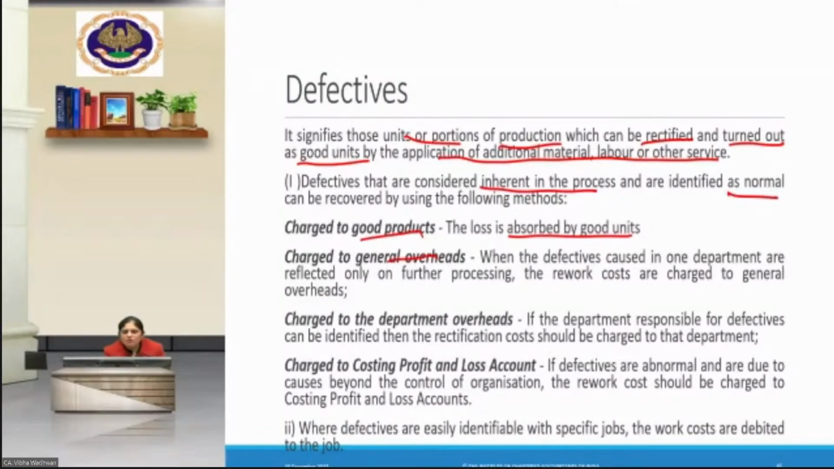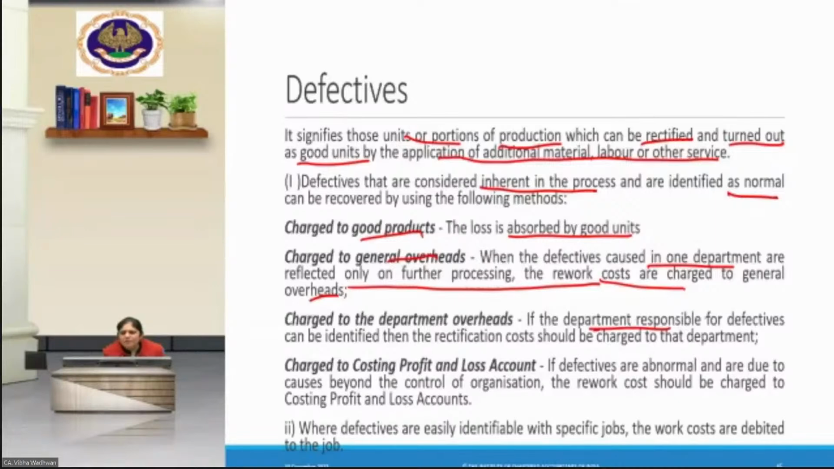Charge to general overheads, when defectives caused in one department are reflected only on further processing. The rework costs are charged to general overhead. Basically, the product has gone to the other department or process, and only then have we identified the defect. So that means it does not belong to any department as such now. So we charge it as general overheads.